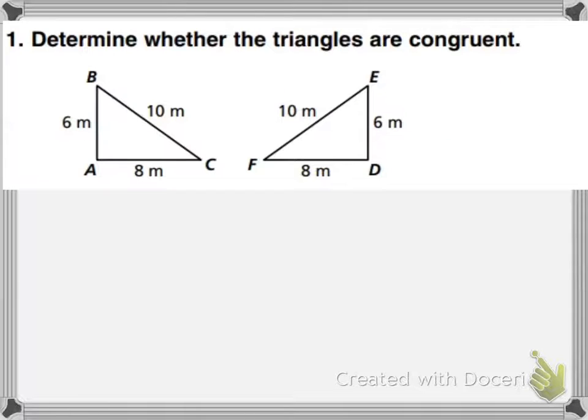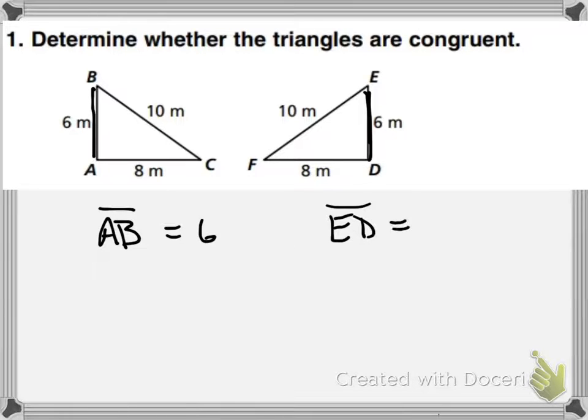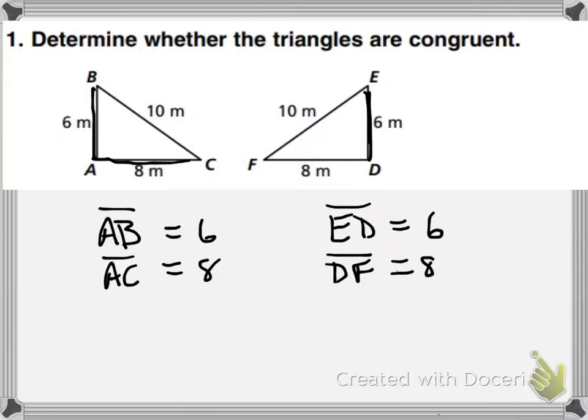Okay, and then this one here, they want us to determine whether the triangles are congruent. So we could say AB, which is 6, that's line AB, equals 6. Looks like it would match up with ED. Remember, these are just a mirror image of each other. So line ED is 6. So far we're good. And then we could go with AC. Remember, it doesn't matter where you start. That is 8. And then DF is also 8, which is right here.